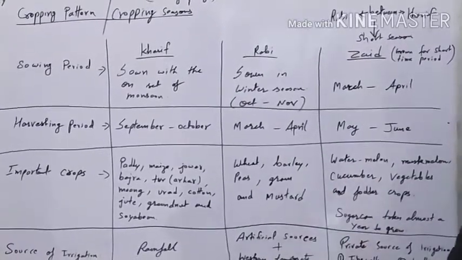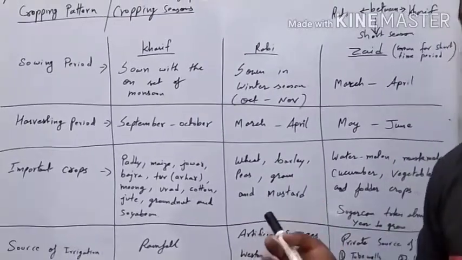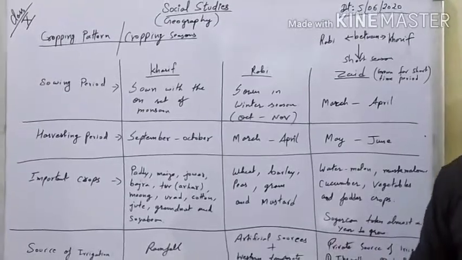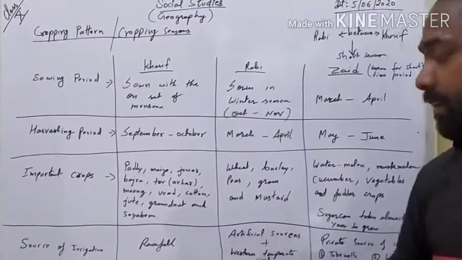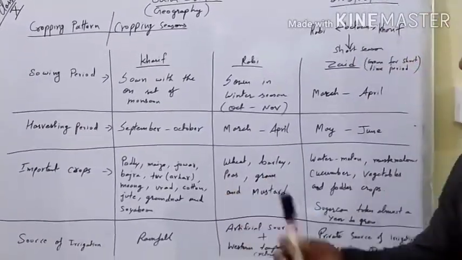Though there are other sources: wells, tube wells, the river water, the lake water. But still the main important source of water for Kharif crop is the rainy season, that is the rainfall. I hope you understood this.